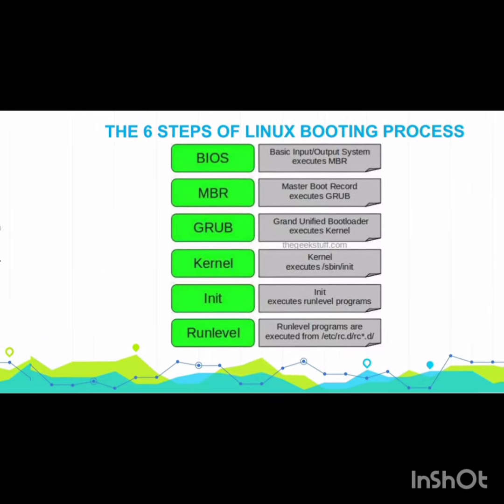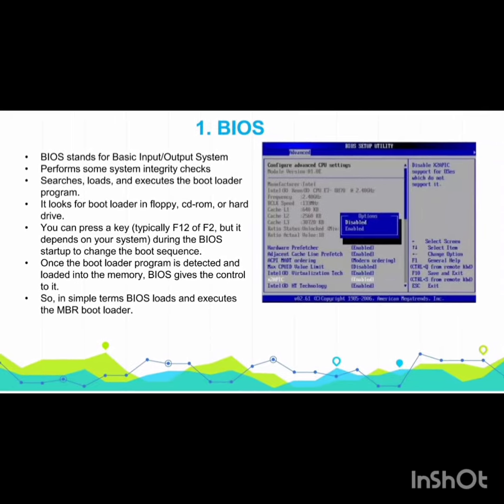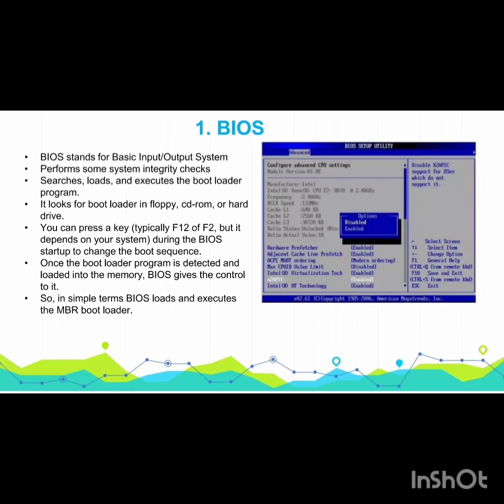There are 6 steps of the Linux booting process. So the first one is BIOS, then MBR, then GRUB, then kernel, init and run level. BIOS is the Basic Input-Output System. It initializes hardware, runs the power-on self-test and finds a bootable device like HDD, SSD or USB.